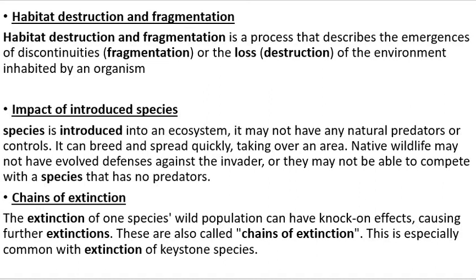Okay, the next topic is chains of extinction. This final group is one of secondary effects. The extinction of one species or wild population can have a knock-on effect causing further extinction. They are also called chains of extinction. This is especially common with extinction of keystone species. For example, black drongos and the cattle egrets found in India. These birds feed on insects on the back of cattle, which helps to keep them disease free. Destroying the nesting habitats of these birds would cause a decrease in the cattle population and a spread of insect-borne disease.